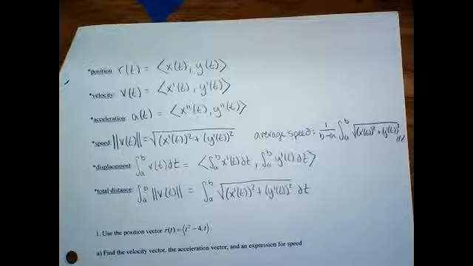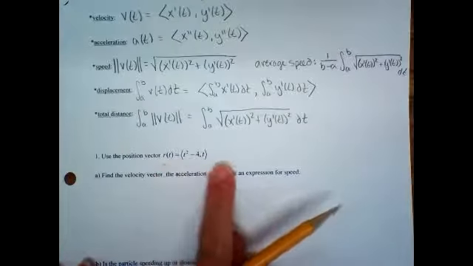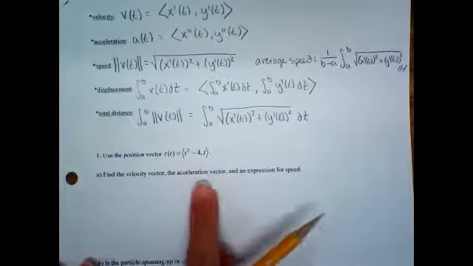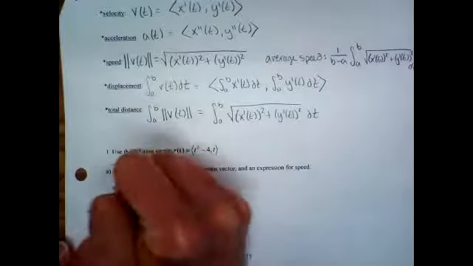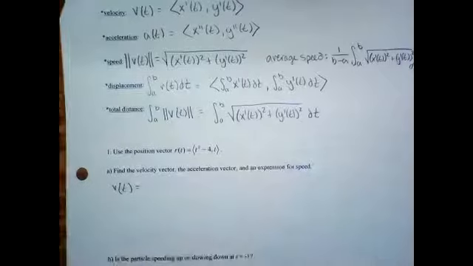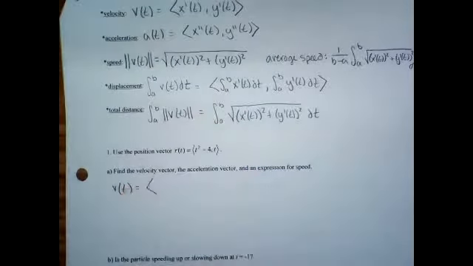Let's just try an example. We'll do more practice with it next time. Here's our position vector, r of t equals this. Find the velocity vector, the acceleration vector, and an expression for speed. All right, first let's do velocity. Again, I realize that all looked overwhelming, but all we're going to do is a derivative. So just remember, it's not actually that bad. So our derivative would be what?